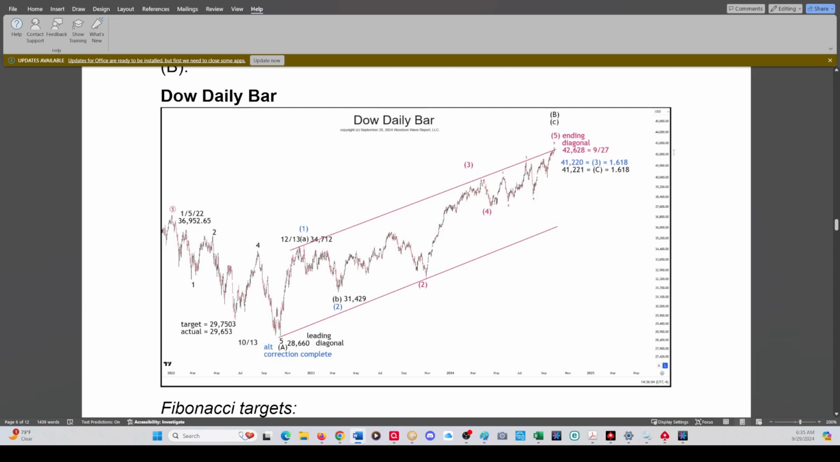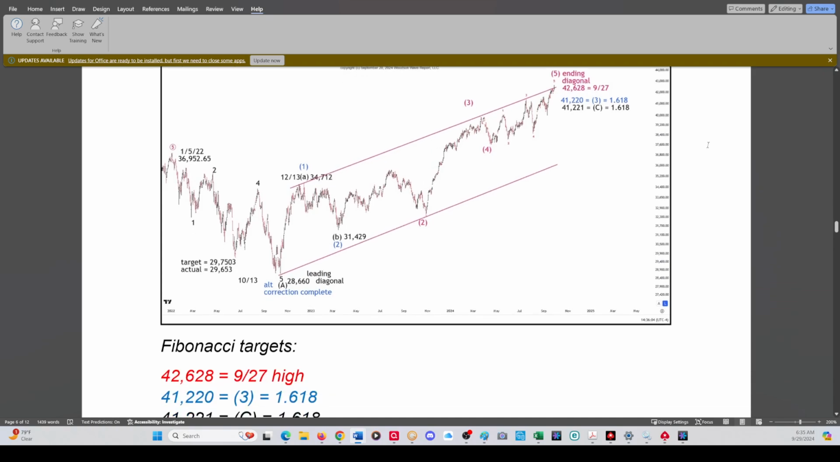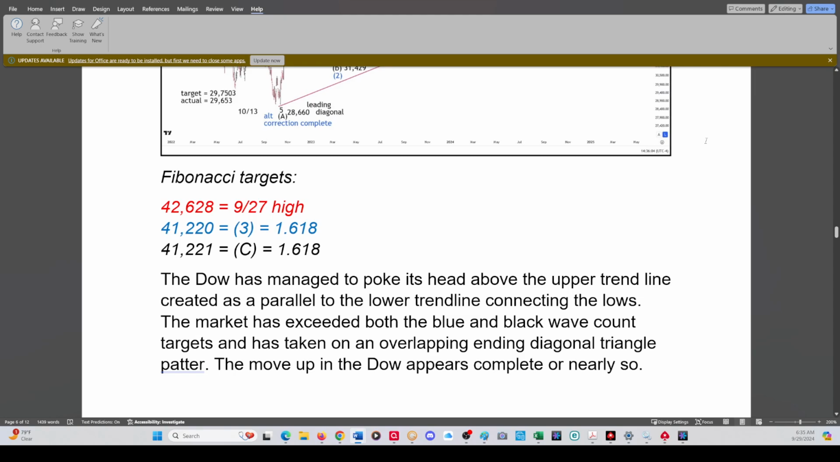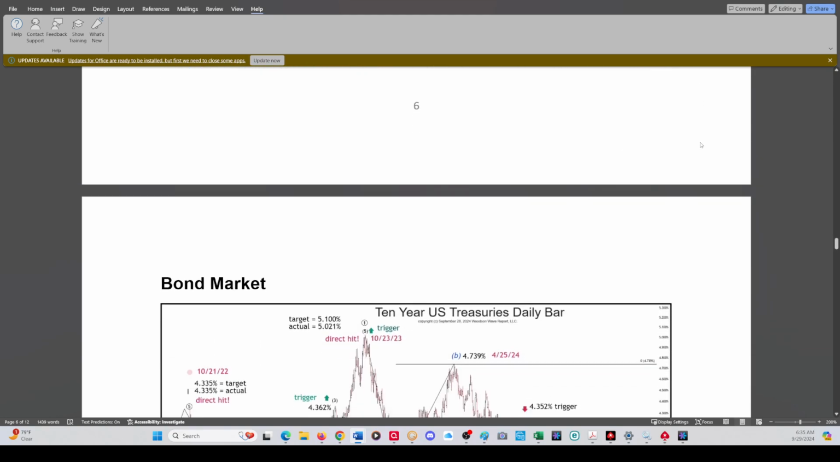But that should be the end or near the end of that move up in the Dow. We'll see how that plays out. There's our targets and all that. You know, there's the verbiage on there.